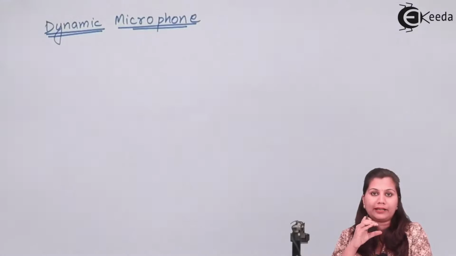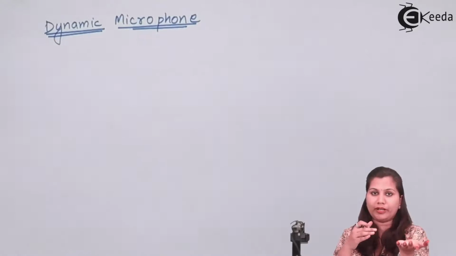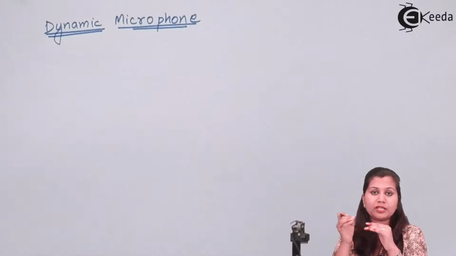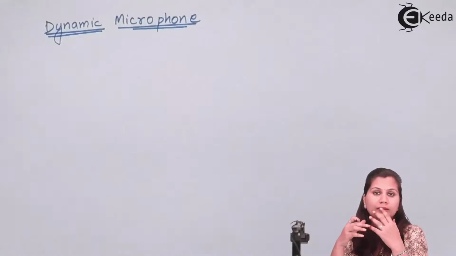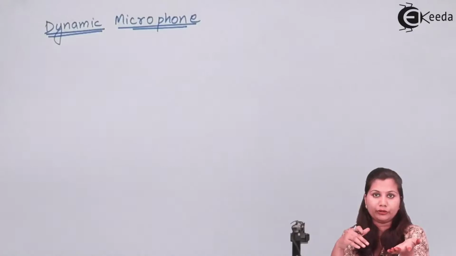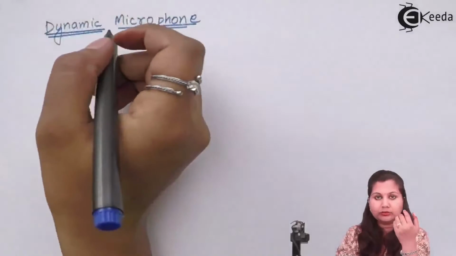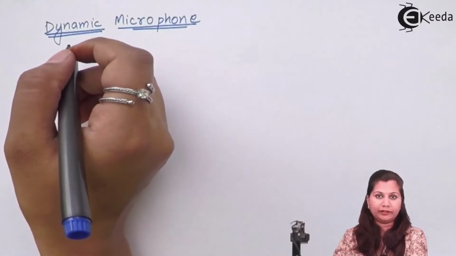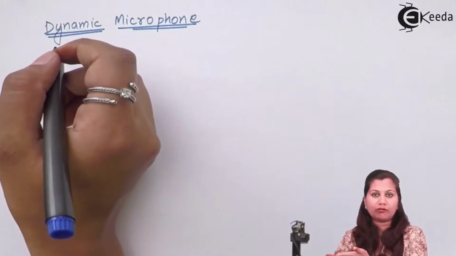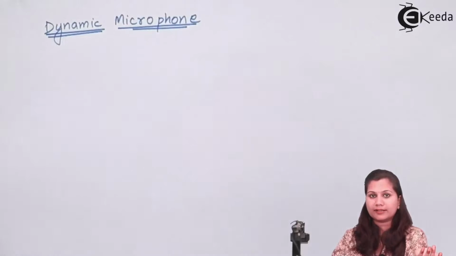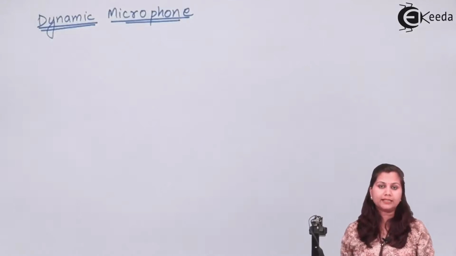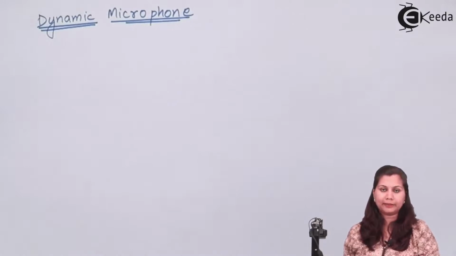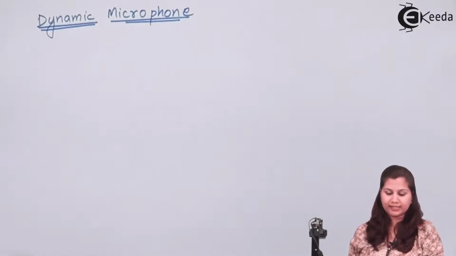The diaphragm moves because of the sound waves and converts them into pressure waves. Due to that, the magnetic field intensity changes, so the output voltage generated will be different, and the change in output voltage is a measure of the sound waves. Let us first see the diagram for the dynamic microphone, and then we will see its working.